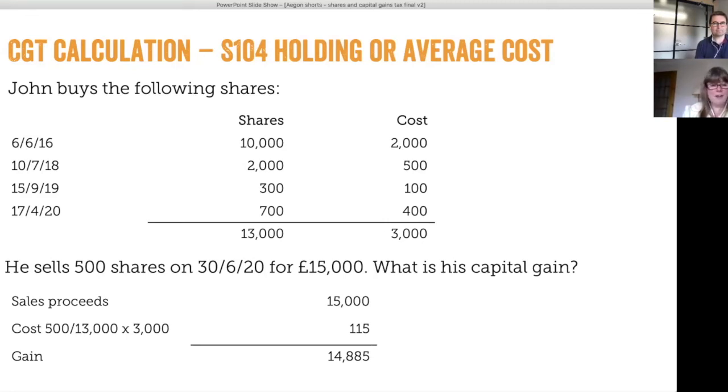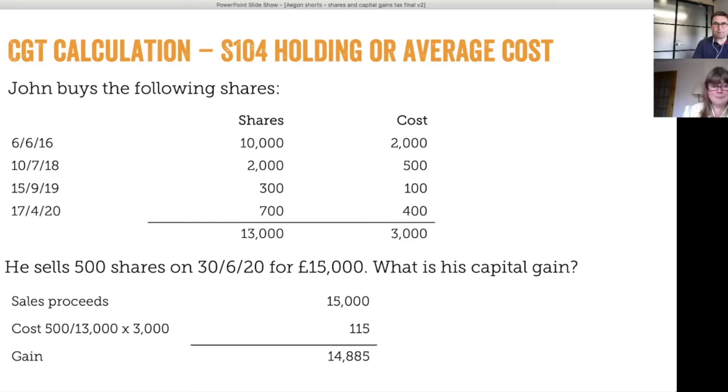So if he were to sell 500 shares on the 30th of June 2020 for £15,000, his gain would be calculated as follows. You've got the sales proceeds of £15,000 less the average cost. 500 of his 13,000 shares are being sold, and it's a proportion of the cost that comes into the calculation. So 500 divided by 13,000 multiplied by 3,000 gives you a cost to offset of £115. So you can see in this calculation, his gain is £14,885. So you'll be able to use his CGT annual exemption to offset some of that.